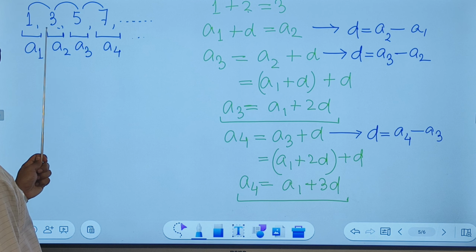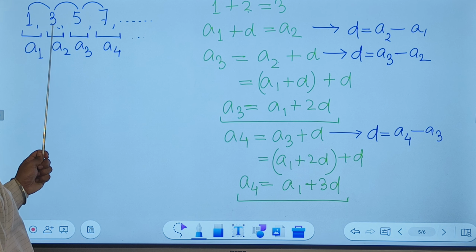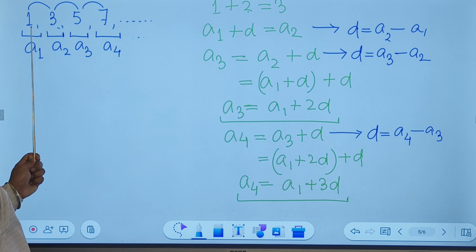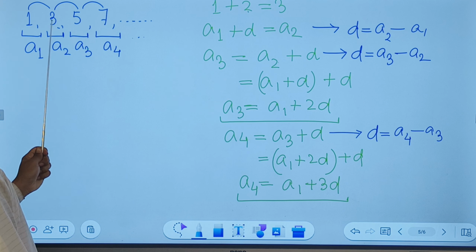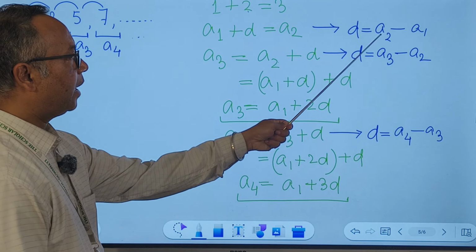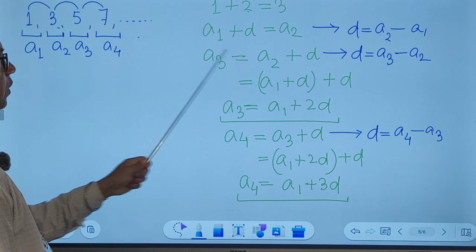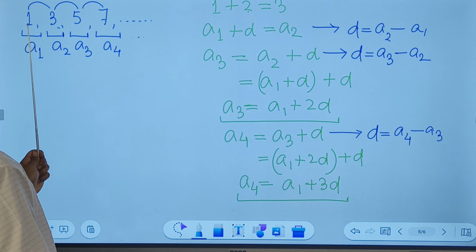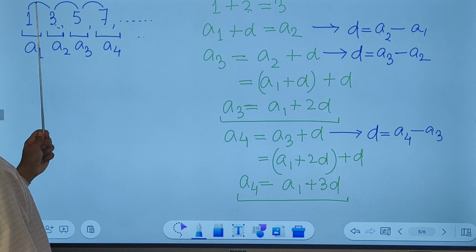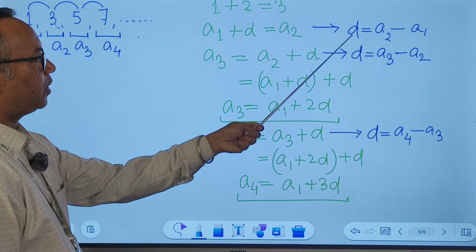Suppose in this case, 3 minus 2. This is the successor number, this is the predecessor number. So to get the 3, that is the A2. A2 is this one, A1 is this one. So 3 minus 1 is equal to 2. This is how we can find the D.